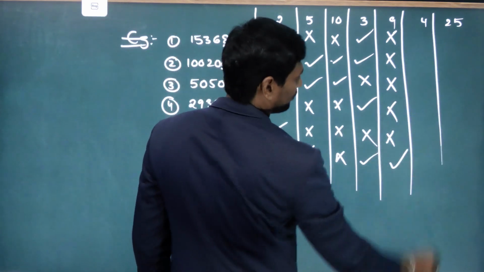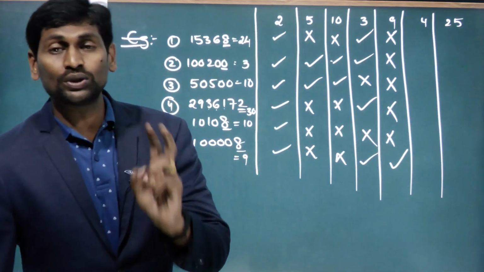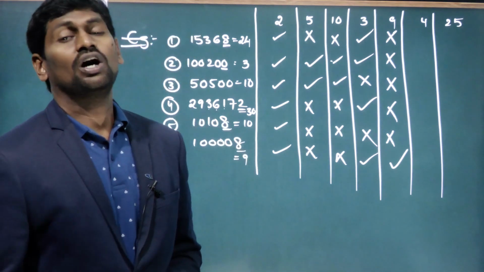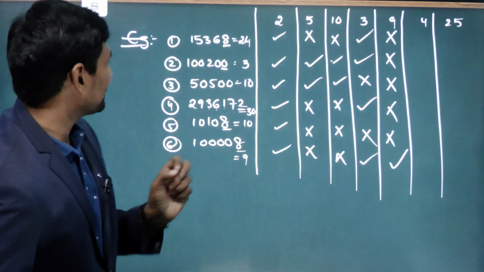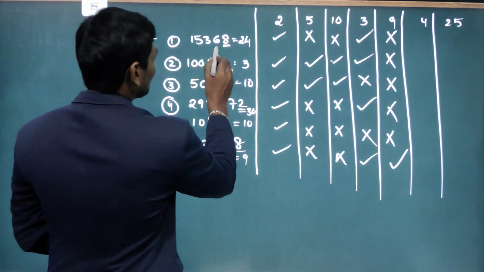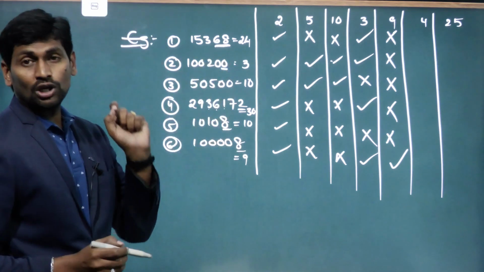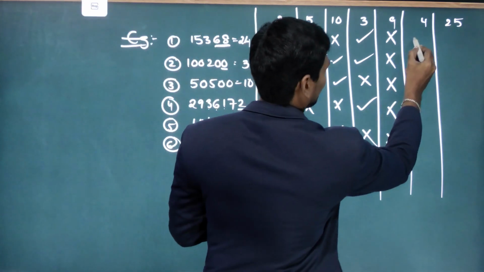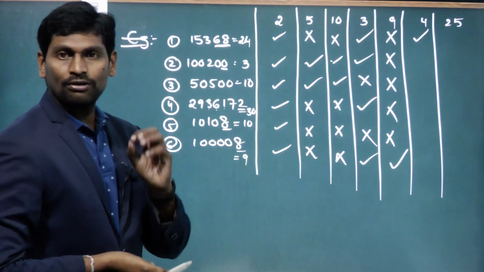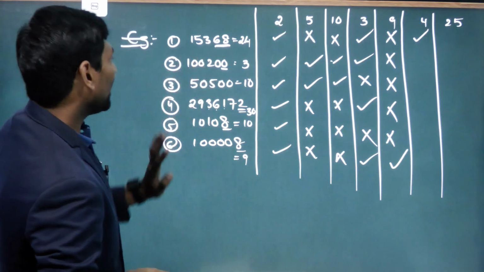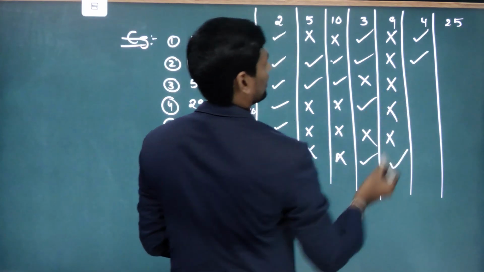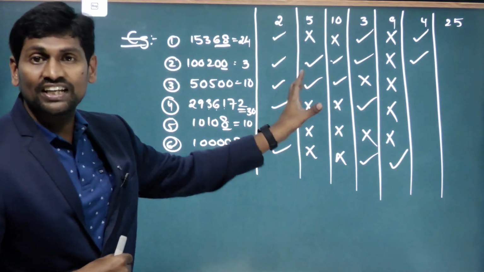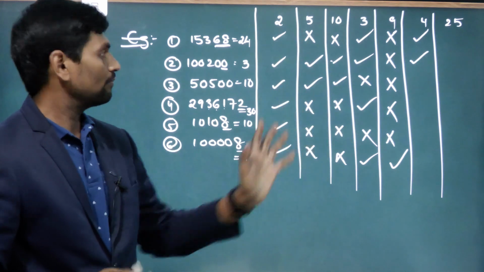Now the fourth rule. What is the rule for 4? The last two digits of a number are 0 or a multiple of 4. The last two digits are 68. 68 is a multiple of 4, exactly 17 times. 4 17s are 68. So the first number is divisible by 4. Now the last two digits are zeros. Yes, as the rule says, the last two digits are zeros or a multiple of 4, so we can say that the entire number is divisible by 4.